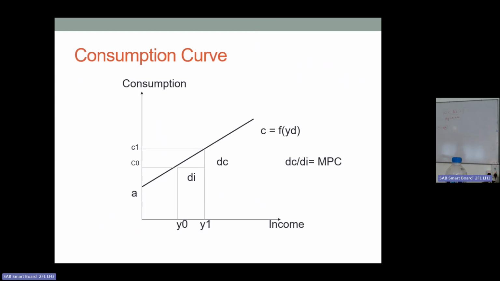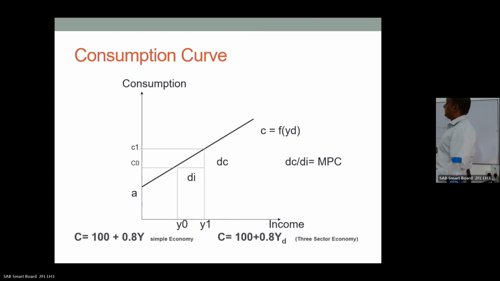If you differentiate this function with respect to income, you will get the slope of this curve. That is equal to B, delta C over delta Y. So this is our consumption function.